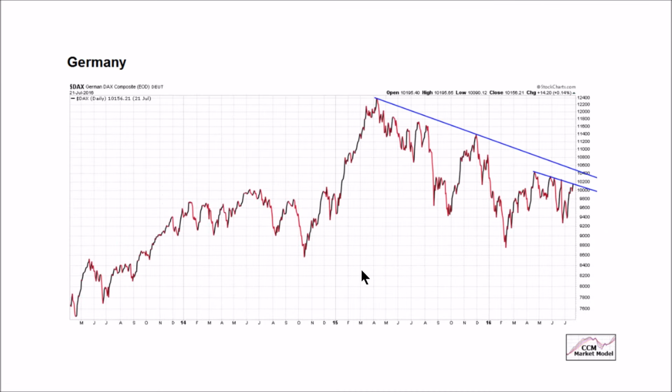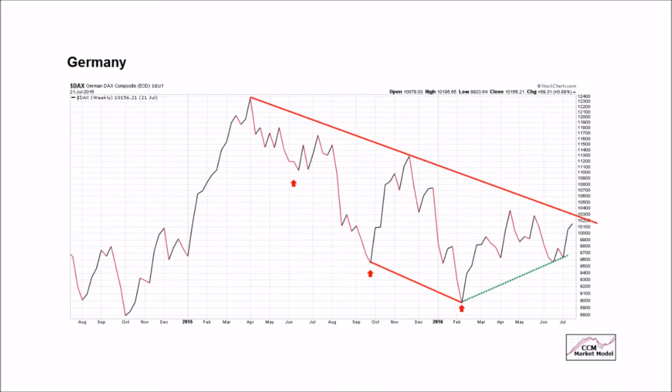With concerns related to Brexit still with us, this is the German DAX. It's been unable to break out yet. This is a downward sloping trend line. On a closing basis, the last time the DAX made a new closing high was back in April of this year.